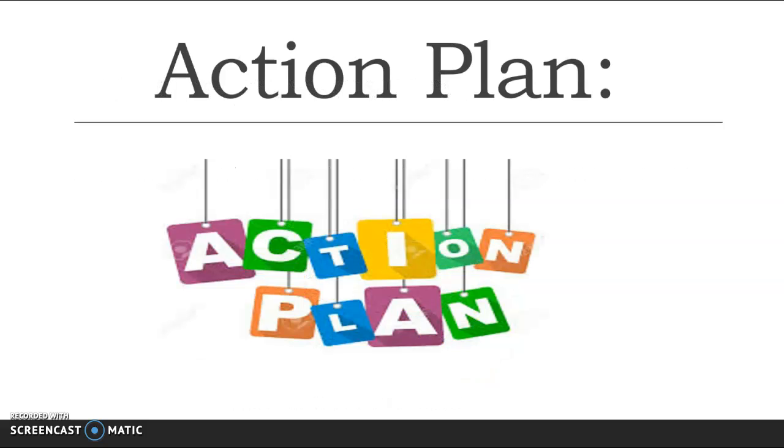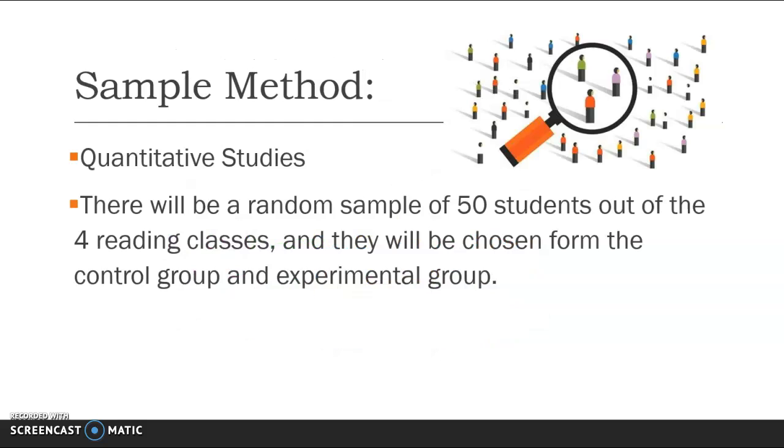So now we're going to get into the action plan. So the sample method. This research will be conducted through quantitative studies. I will be using the results from the STAR reading pretest and post-test as a method for collecting data. There will be a random sample of 50 students out of the 4 reading classes, and they will be chosen from the control group and experimental group. This will make sure that there will be an equal chance that they will be chosen.